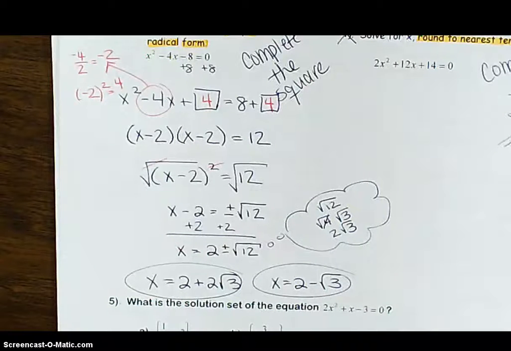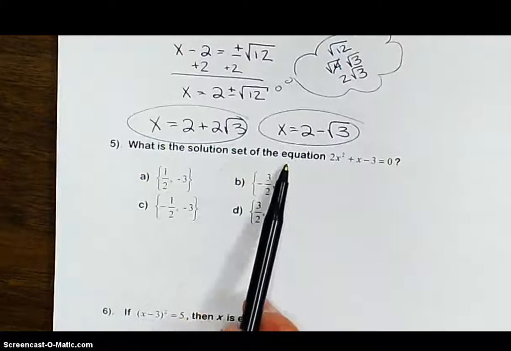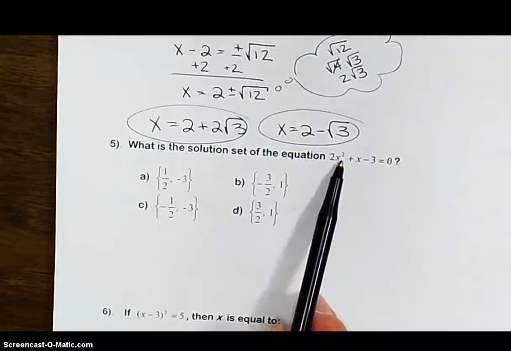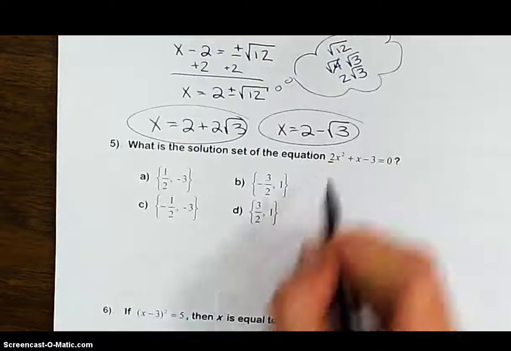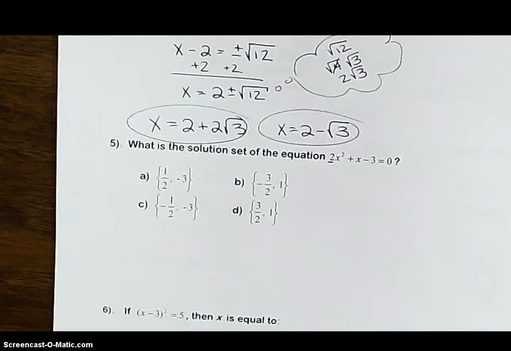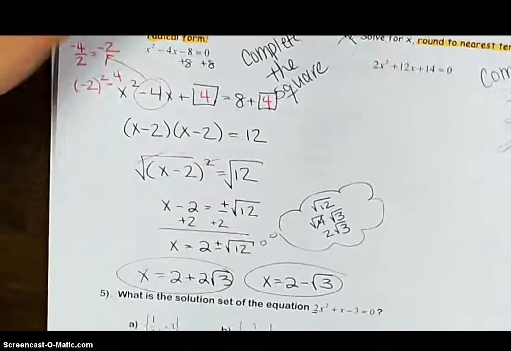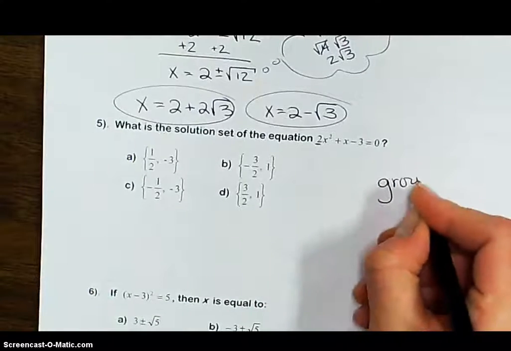All right, many times we also see these types of questions in multiple choice form. So if we take a look at number 5, it says, what is the solution of the equation? Okay, so for this one, we take a look, 2x squared plus x minus 3. Now I see that I have a 2 in the front. So if there's a 2 in the front, I can't use completing the square. Completing the square has to have a 1 in front. So here we're going to solve this one by grouping.